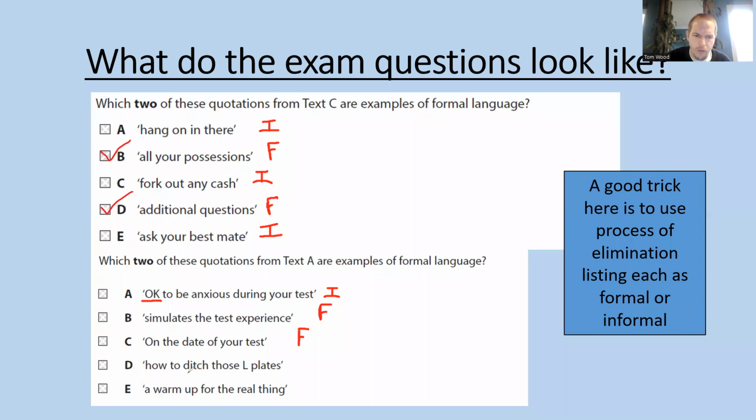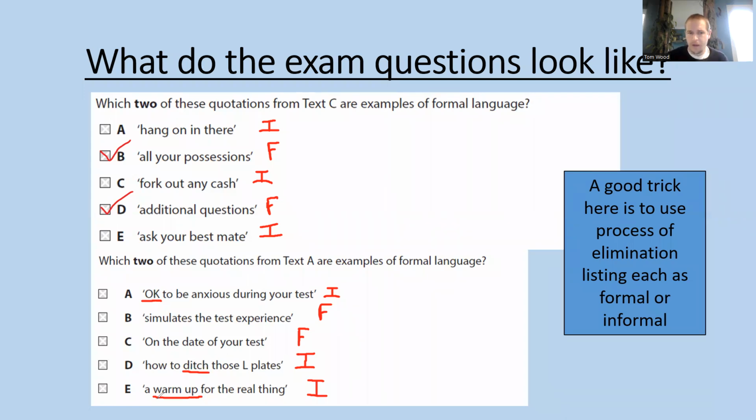How to ditch those L plates? Well, we know this straight away. If we're ditching something, that is a slang terminology for getting rid of. So that is going to be informal. A warm up for the real thing. So again, not the most informal thing we've ever seen, but it's definitely more informal than formal. Warm up, again, is quite an informal terminology there.